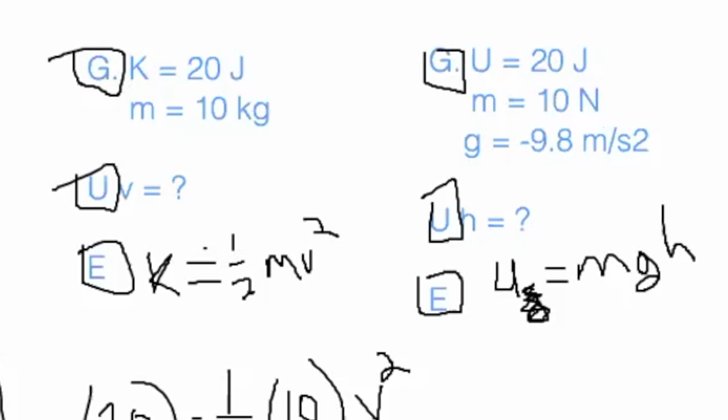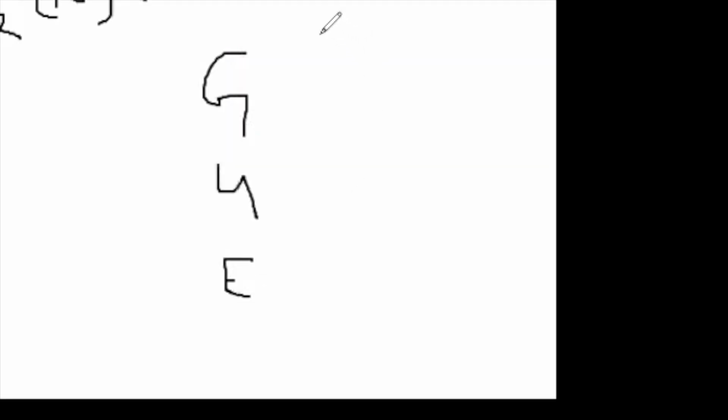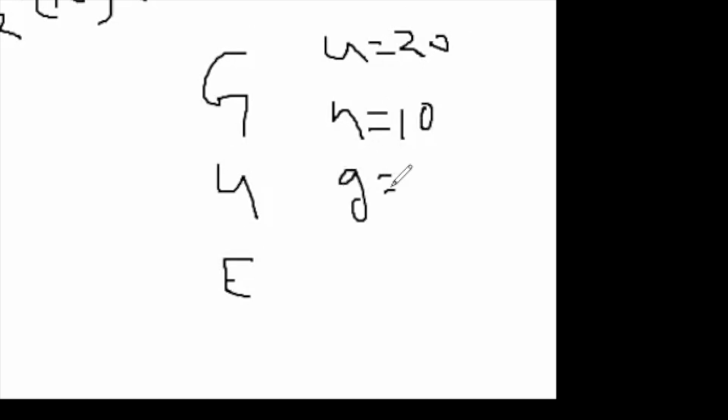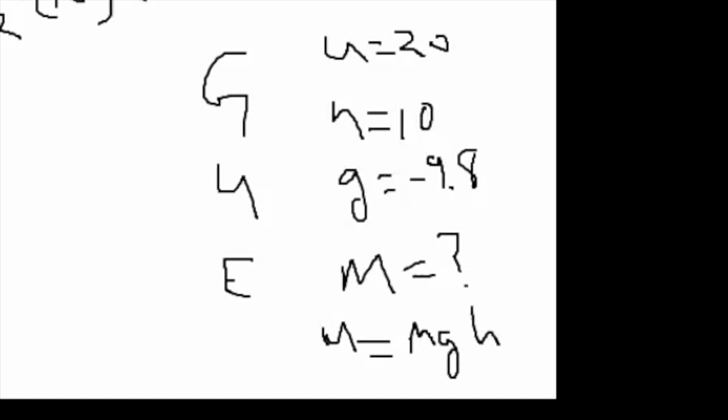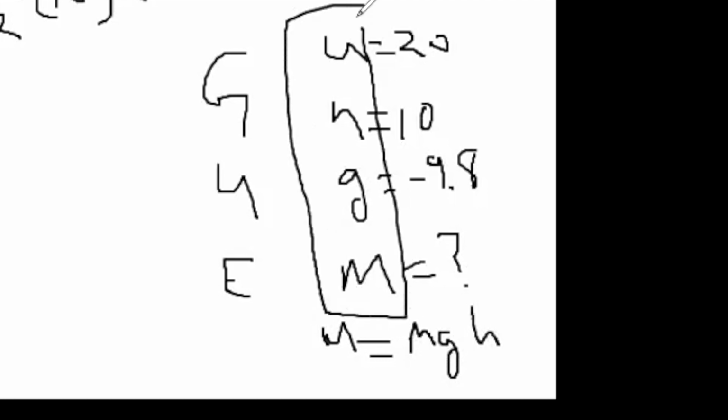Okay. And just as a side note, I just realized that I did those in a pattern and I did not mean to. Let's say, for example, we had U equals 20 and we had H equals 10 and G equals negative 9.8. Then our unknown would be M. Then our equation would still be U equals mgh. So it's about what are the variables in the table, and that determines which equation we pick.